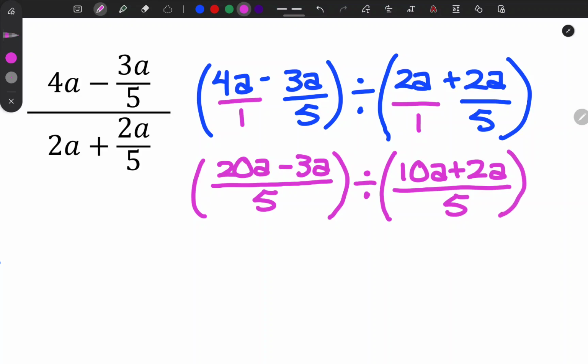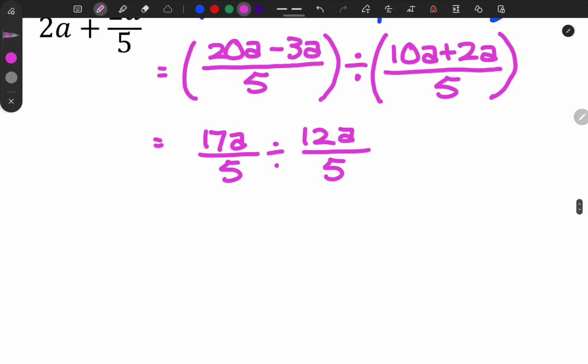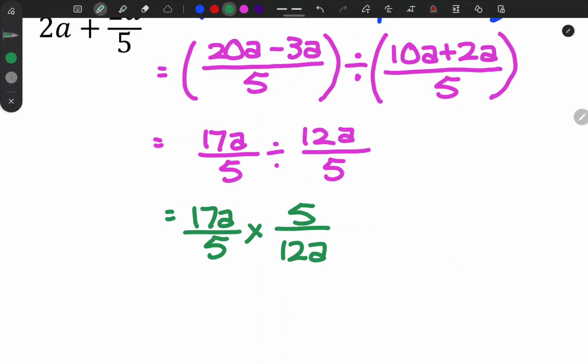And this is where we see this method, as much as it's nice to rewrite as a division problem, it does involve a lot of calculation. We got a subtraction problem, an addition problem, all that lovely stuff. Okay, combining, we have 17a over 5 divided by 12a over 5, which we will then rewrite as a multiplication problem. 17a over 5 times 5 over 12a.